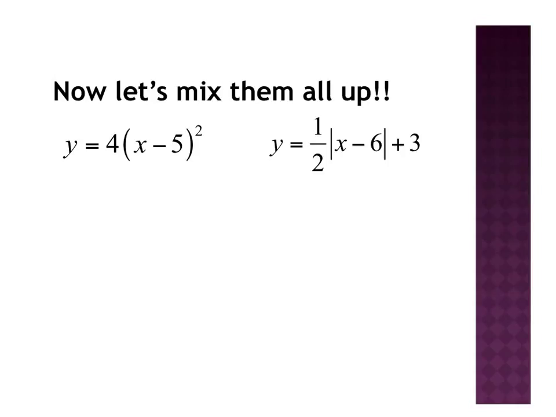Now we'll see some problems where they're mixed up. We don't know what kind of transformations we're going to be dealing with. For the first one here, our parent function is y equals x squared. So let's see what has changed from that. And once again, we're going to work from left to right.